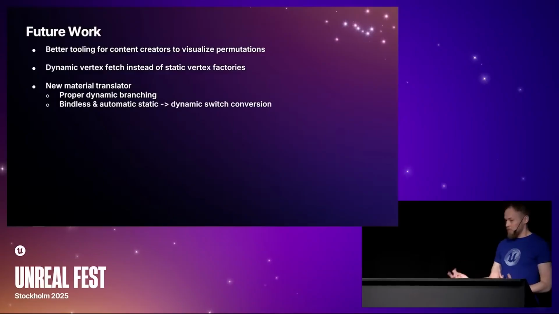The one that I think is potentially more promising is combining proper dynamic branching with bindless. It means we're able to just convert all of our static switches that are hiding texture samples to dynamic branches and just reduce tons of permutations without actually having any impact at all, because we're not going to be exceeding sampler limits anymore, and we also won't be loading the redundant data in the GPU.